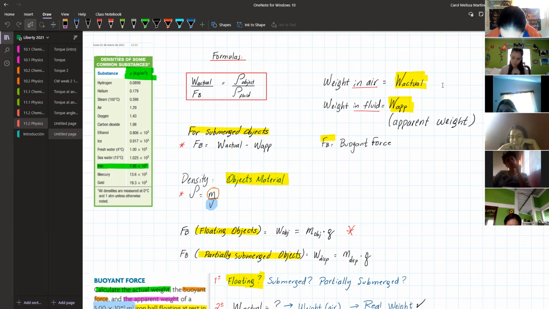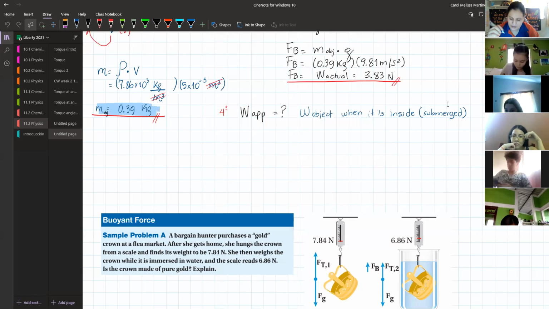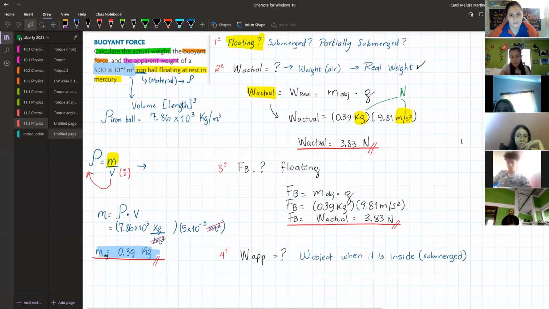Weight of the object when it is inside or submerged. Okay. So what is going to be the apparent weight for this exercise? It says weight of the object when it is inside. What is the situation that we have here? Floating, partially submerged, or submerged? No, it says the iron ball is floating, okay?